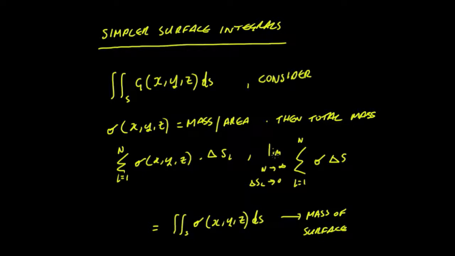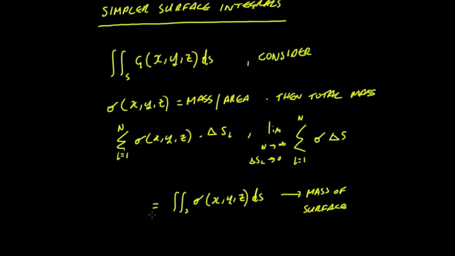And again, if we were to take the limit as the number of area elements tends to infinity, and the actual area of each element tends towards 0, then we're going to get the surface integral of sigma x, y, z dS, which would give us the mass of a surface.